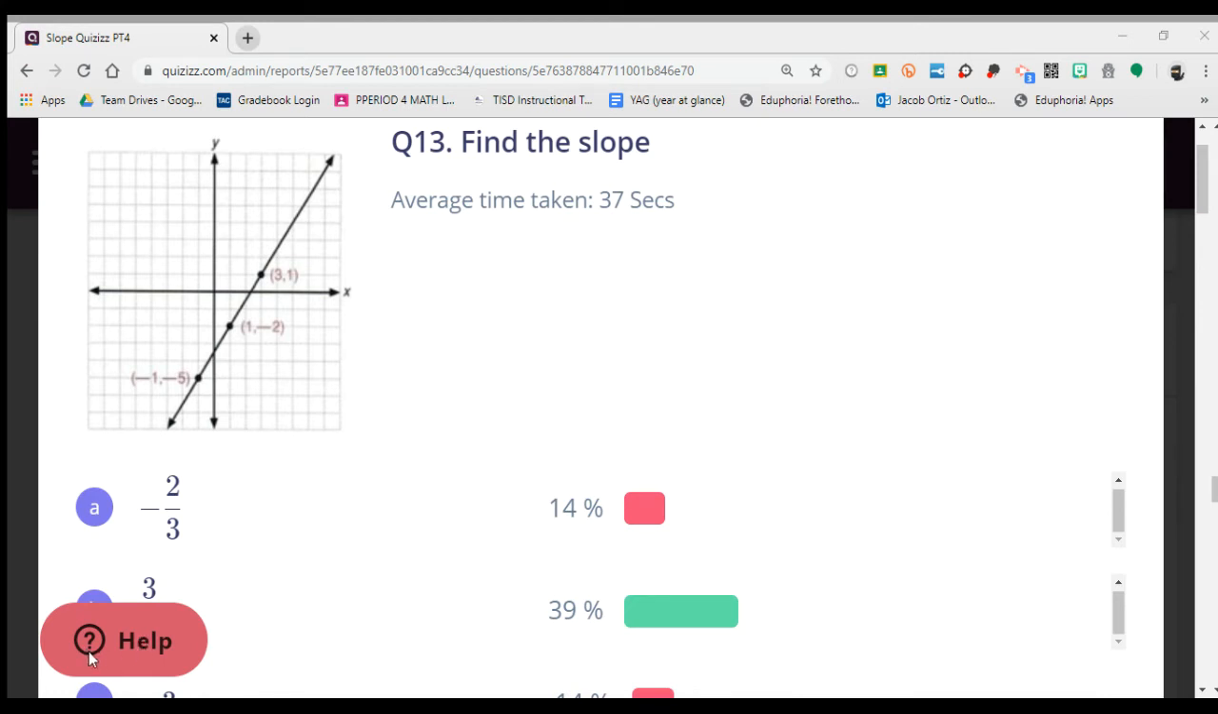Okay, so let's make a t-chart. Remember, pick 2 points. You can either pick this one and this one, or these two right here. It doesn't matter. You can pick 3, 1 and -1, -5, or use -1, -5 and -1, +1, -2, and so on. I'm just going to use the first two. I'm going to make a t-chart real quick.